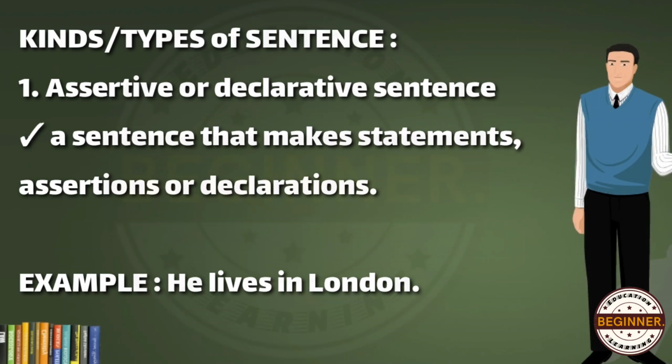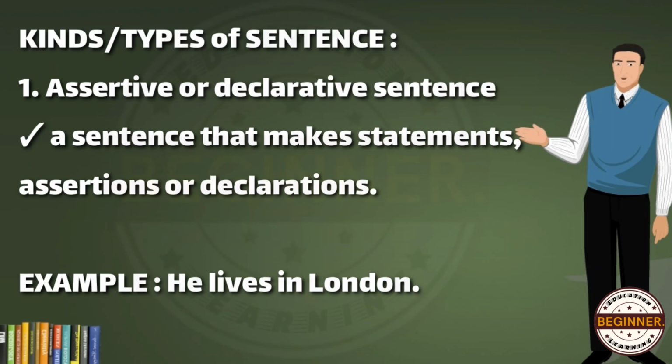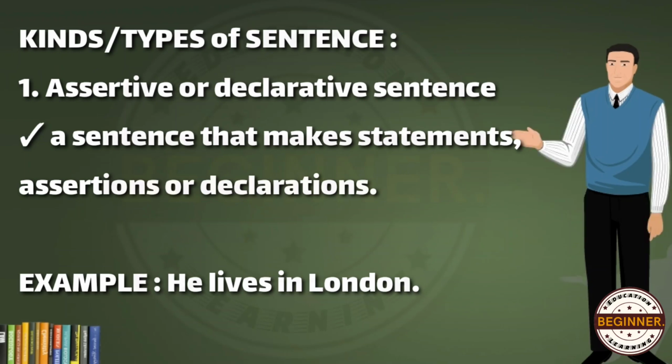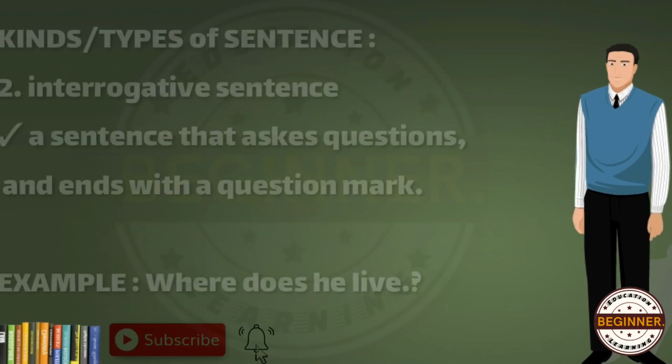A sentence that makes statements, declarations, or assertions is called a declarative or assertive sentence. For example, he lives in London. This is a simple sentence. He lives in London, an example of an assertive or declarative sentence.